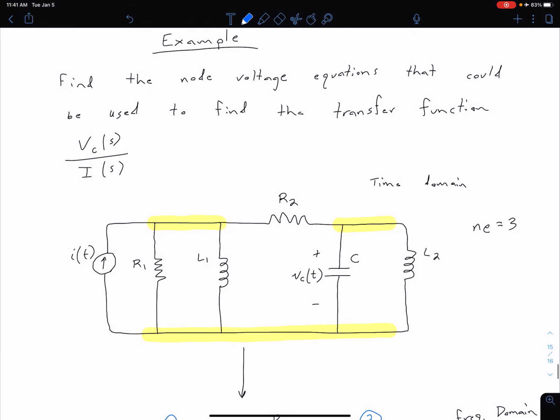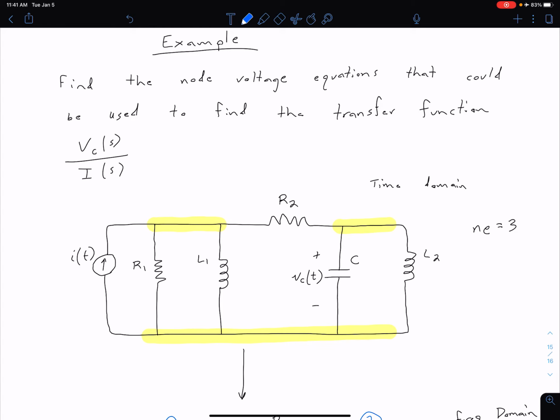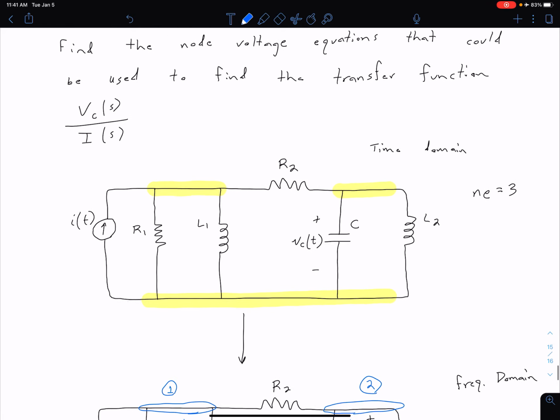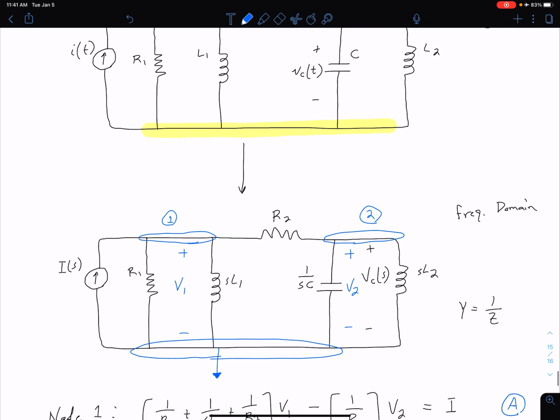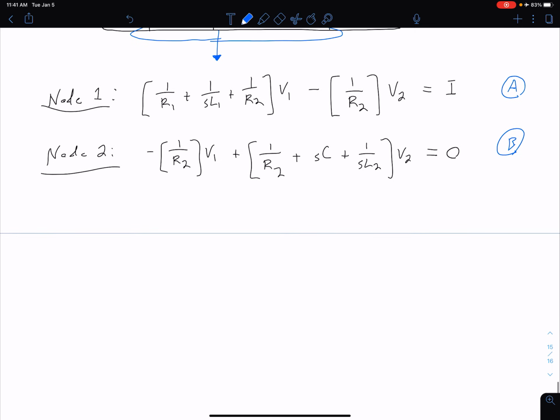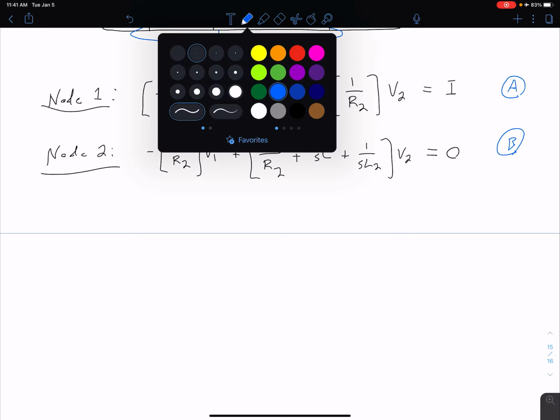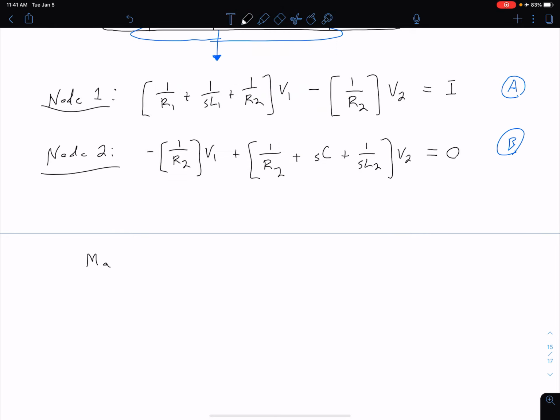So notice the question just asks us to find the node voltage equations that we could use if we wanted to ultimately find that transfer function. So let's not solve it completely, but let's take this a step further and say, well, let's find that transfer function. Well, there's a few different ways that we could do this. Probably the best and easiest way is to use something called the matrix method. And so if you're a little fuzzy on what that is, I'll be happy to help review, just let me know.